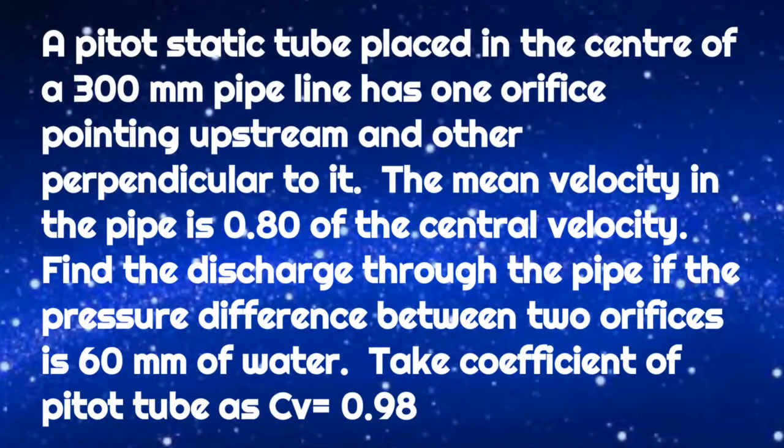A pitot static tube placed in center of a 300 mm pipeline has one orifice pointing upstream and other perpendicular to it. The mean velocity in the pipe is 0.80 of the central velocity. Find the discharge through the pipe if pressure difference between two orifices is 60 mm of water. Take the coefficient of pitot tube as CV is equal to 0.98. So this was the given question.